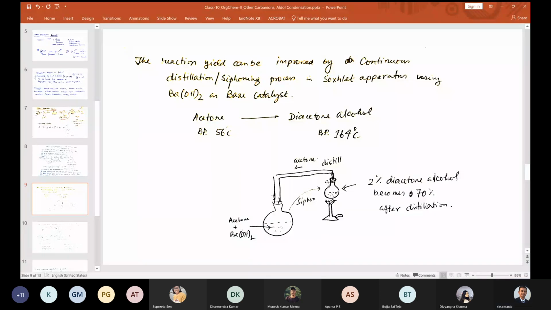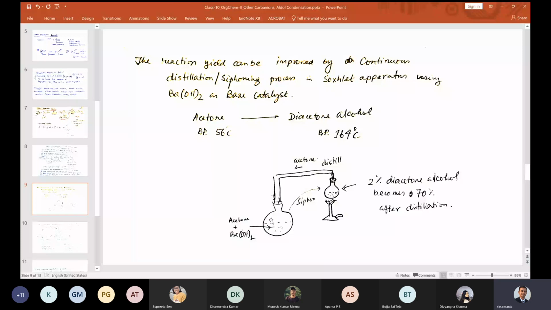Now just heat this one. Then what will happen? Which one will boil? As I said, acetone will boil. So acetone will boil, and then you cool it, condense it, and it will come here. Correct? So what will remain here? Diacetone alcohol will remain here because that will not be distilled, it will not turn into vapor. So we get the acetone back here, but the diacetone alcohol remains here.